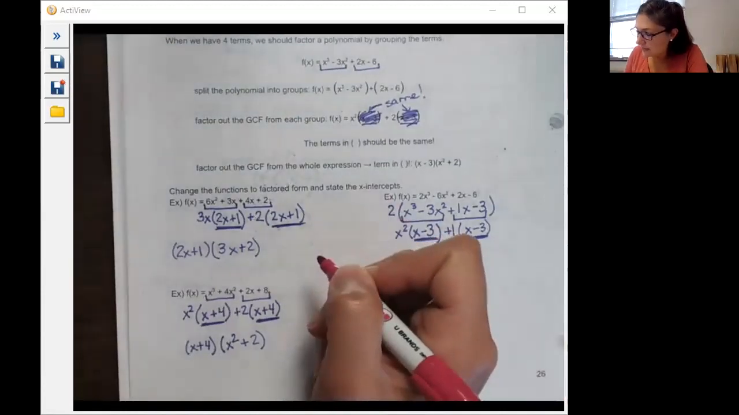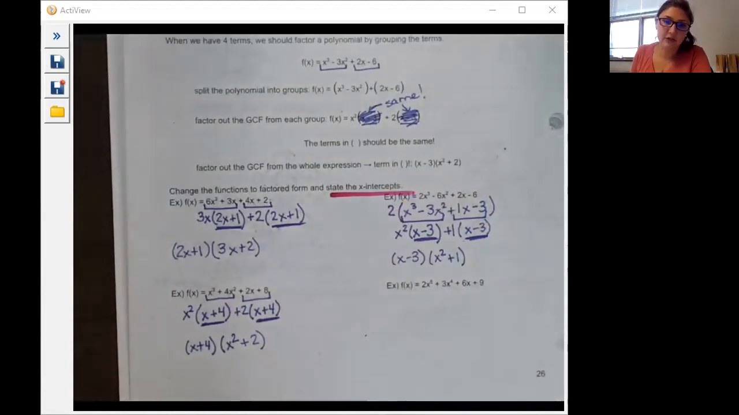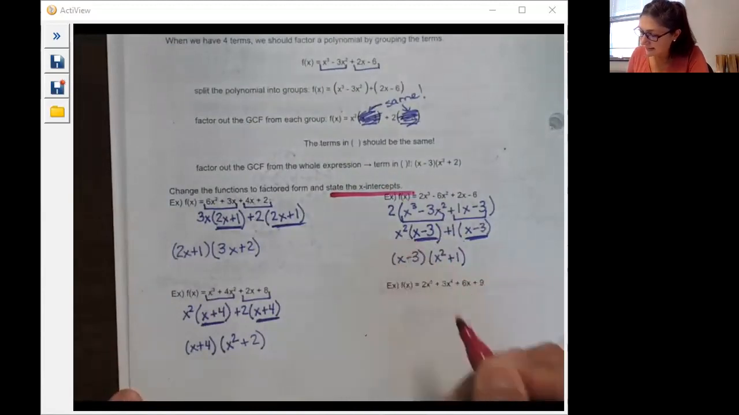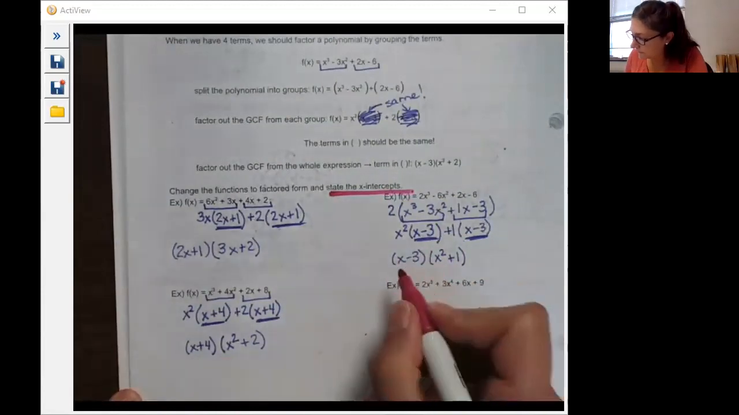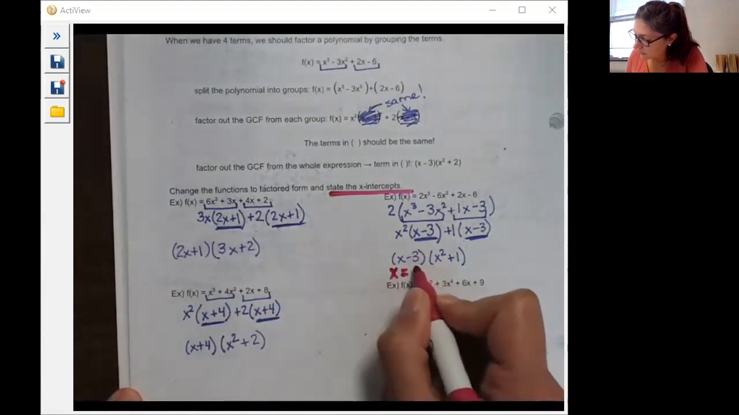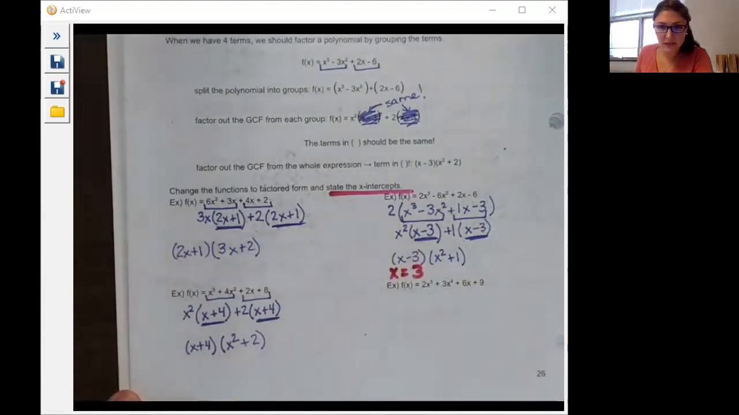What we did not do here was state the x-intercepts. So I wanted to go back and do that really quickly as part of our notes for today. So for x-intercepts, if I've got, like the second example here, something like x minus 3, this is something we're familiar with finding those x-intercepts from. So my x-intercept I would expect from here would be positive 3.